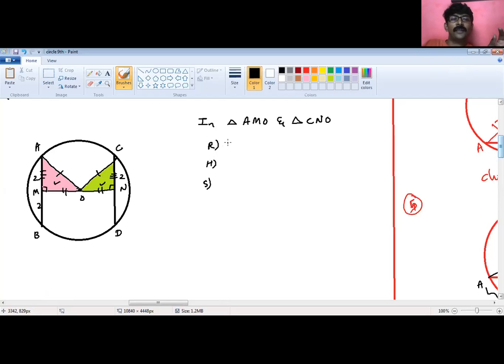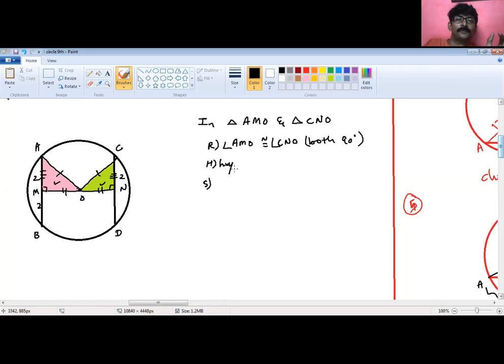So which right angle are we considering over here? Angle AMO is congruent to angle CNO, both 90 degrees. Please write it down, with the reason there itself, so that you won't lose any single marks of writing proof. Hypotenuse. What is hypotenuse over here, students? AO. So write it down over here, hypotenuse.